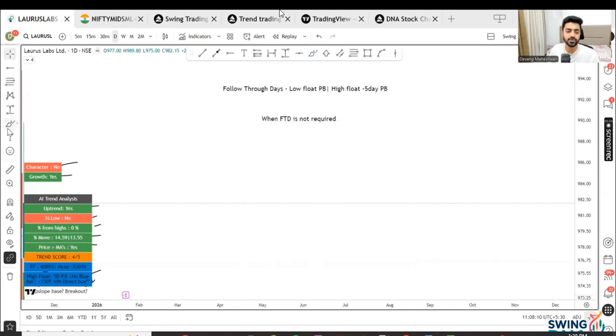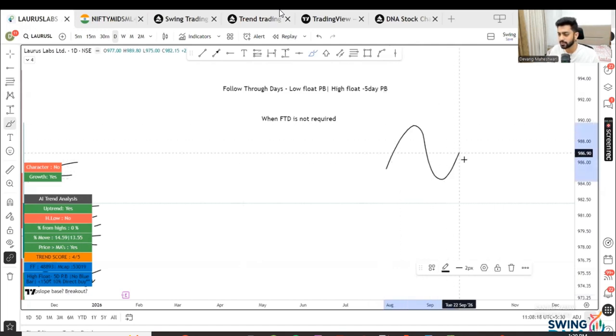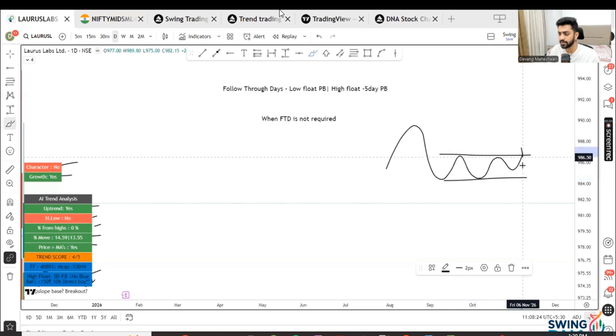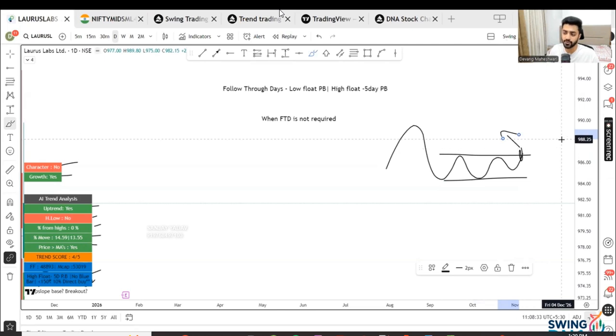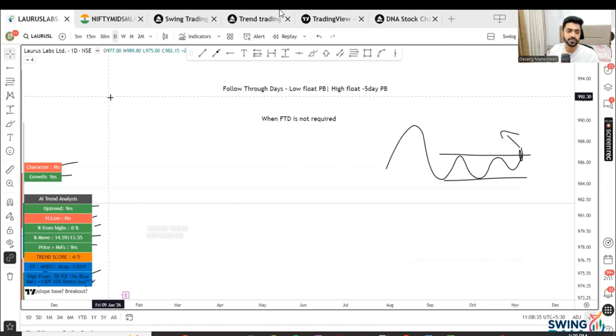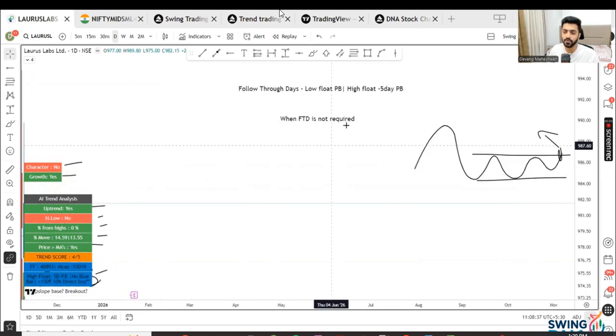When follow through day is not required, what does this mean? That you can directly buy on the breakout. Okay, we don't need a follow through. For example, this is the momentum bar breakout. You can directly buy on this particular day, and we don't need further confirmations for it. Okay, let me show you some example of how.